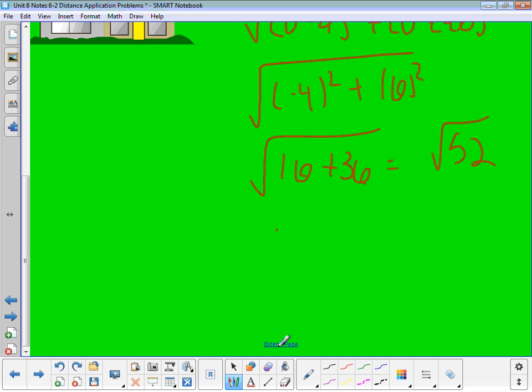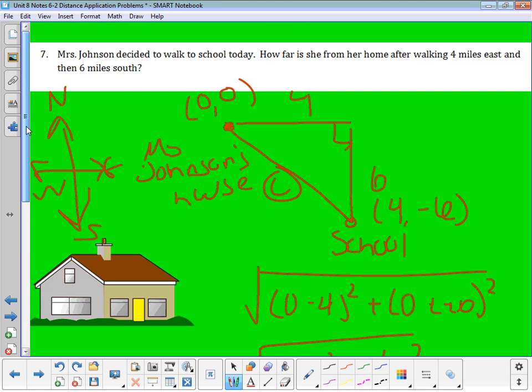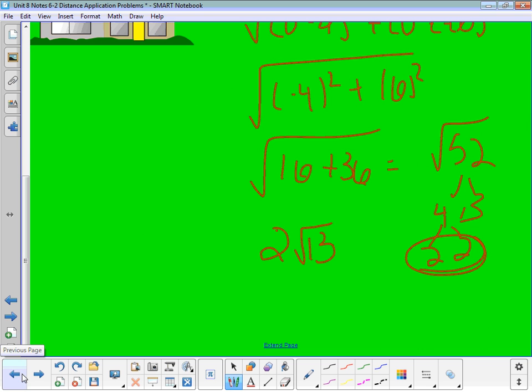So we want to simplify down that radical. We get 4 and 13. 4 breaks down to 2 and 2, so we're going to take out a pair of 2's, and we're left with 2 radical 13. And we want to see what our label was, which is miles. So if she were to cut across, she would walk 2 square root of 13 miles.